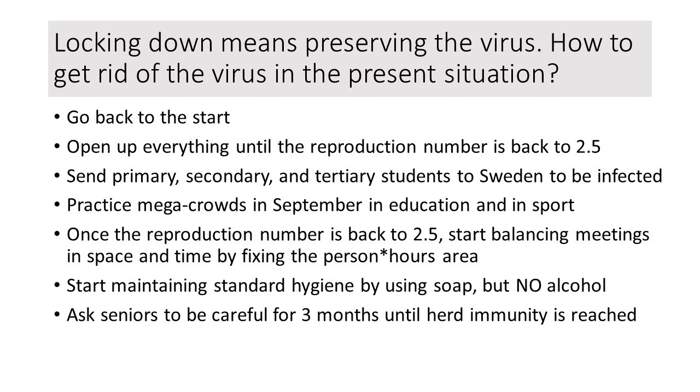Once the reproduction number is back to 2.5, start balancing meetings in space and time by fixing the person times hours area. Start maintaining standard hygiene by using soap, but no alcohol. Ask seniors to be careful for 3 months until herd immunity is reached.